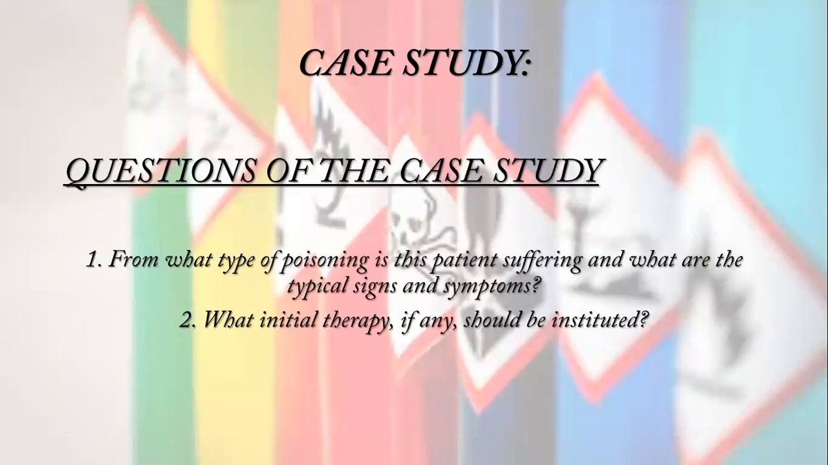The questions related to this case study are basically number one, from what type of poisoning is this patient suffering and what are the typical signs and symptoms? And number two, obviously, what is our plan? What will be the initial therapy? What should be instituted? I'm going to answer both of these questions in my SOAP notes.